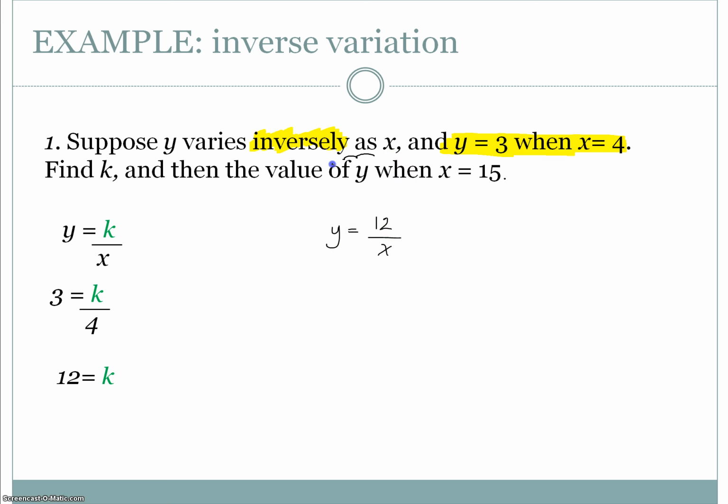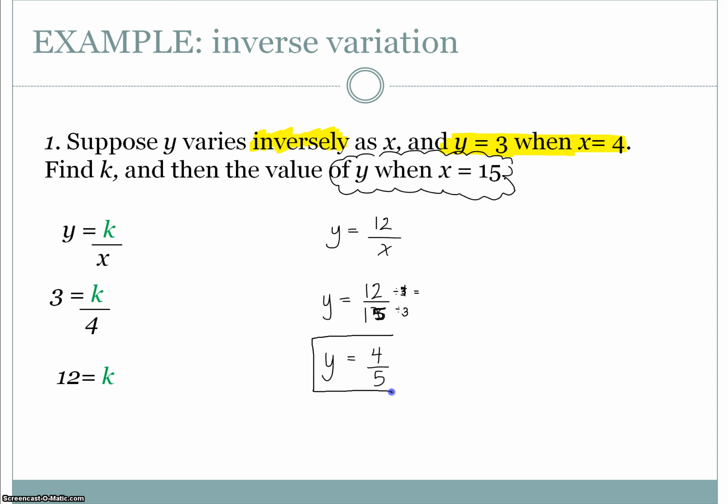In the second part of the problem, it asks us to find the value of y when x equals 15. Since we know the constant of variation is 12, it's easy to plug in 15 for x. And solve for y. When I simplify this, I divide the top and bottom by, not 4, but 3. And this simplifies to 4/5. So we get 4/5 as an answer.